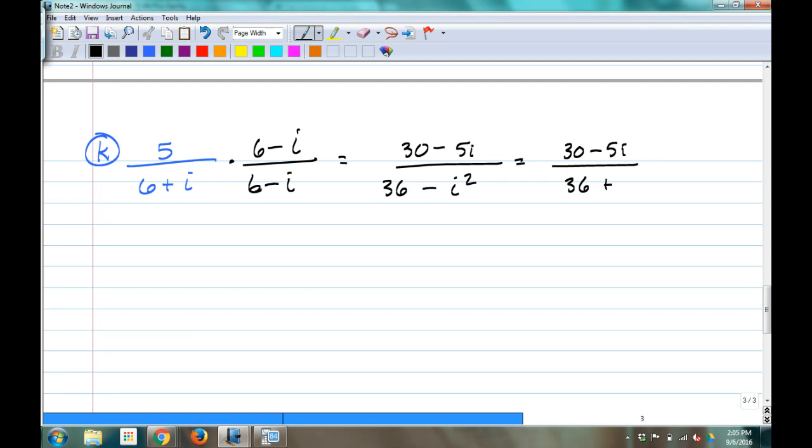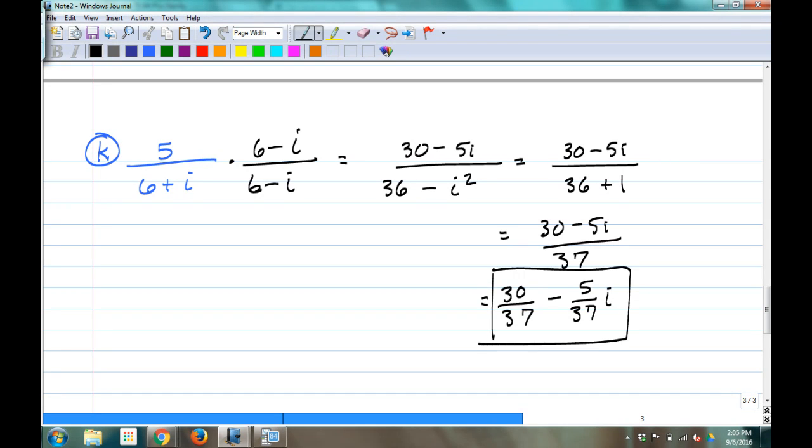36 plus 1 should be 37. And then you have 30 over 37 minus 5 over 37 i. This is the standard form for that, where you have an a plus or minus bi. Okay, so here 6 times 6 is 36. i times i is i squared, but it was positive times negative, so it's a minus sign right there.